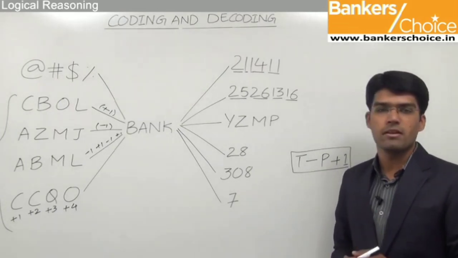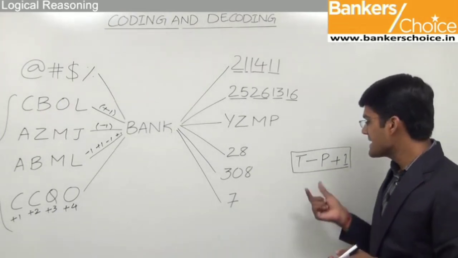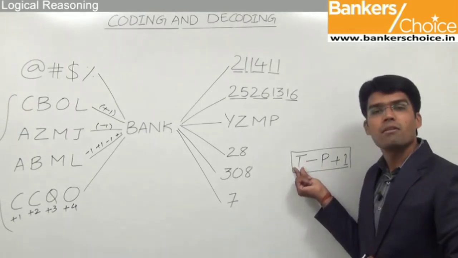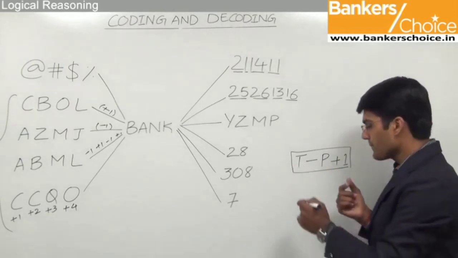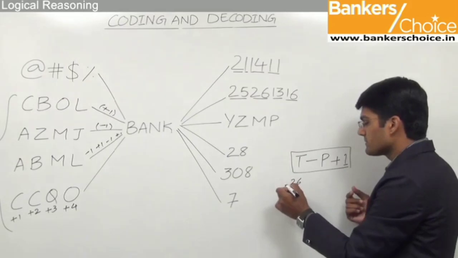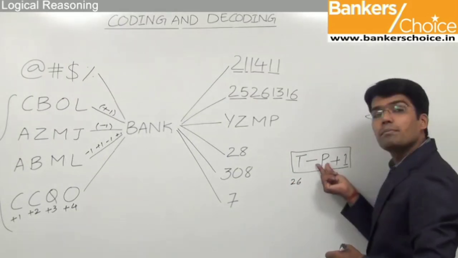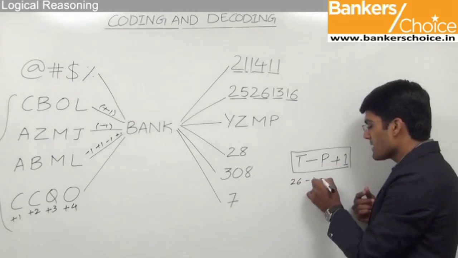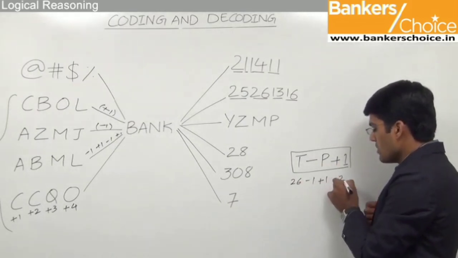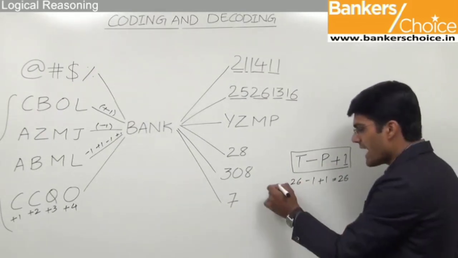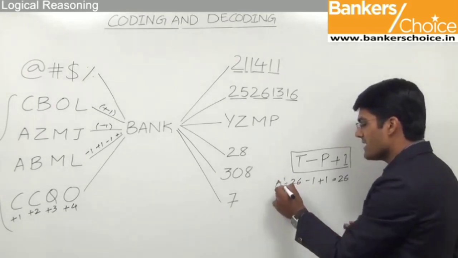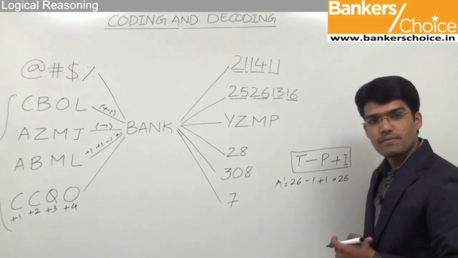So in the reverse alphabetical order, its position can be taken as T minus P plus 1, where T is the total number of letters, that is 26, minus P. P is the position in the alphabetical order, that is 1, plus 1, and this is equal to 26. So we can say that the position of A in the reverse order, let us take it as A dash, is going to be 26.